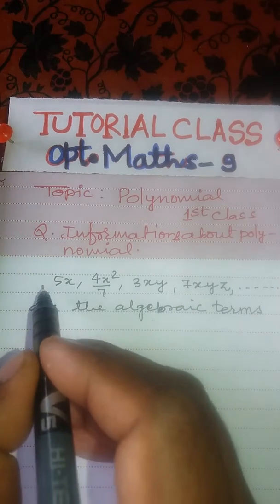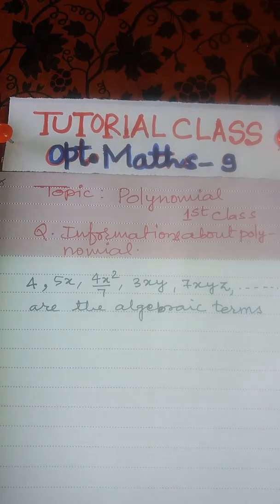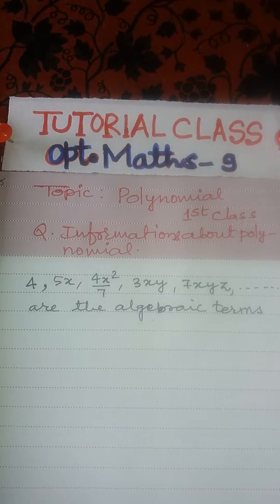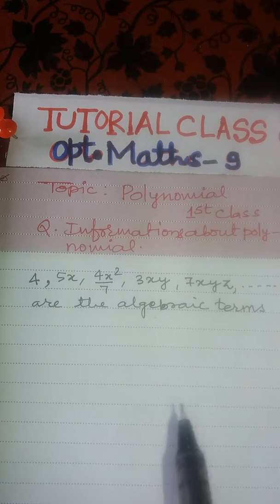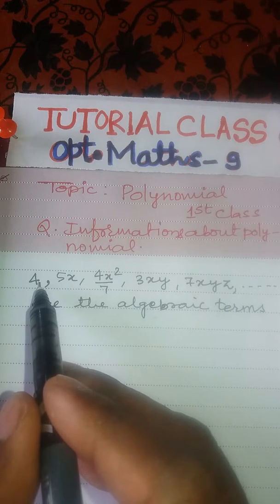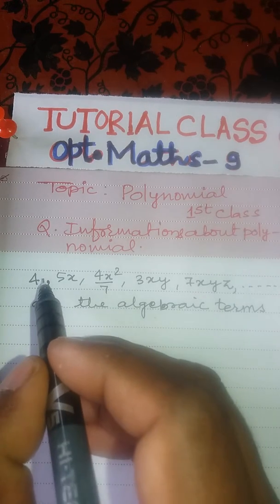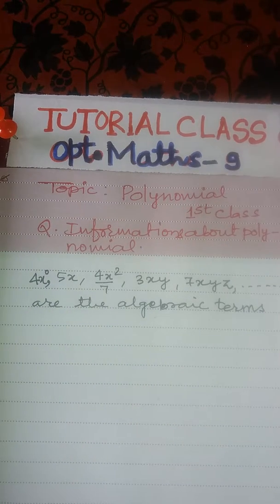We add one more here. This is 4 also. This is also an algebraic term. Then what are we getting here? See here, 4 has no variable. It has also a variable; any variable we can put here. Suppose x power 0. 4x power 0 and 4 are the same.